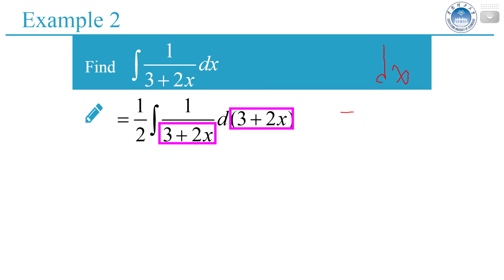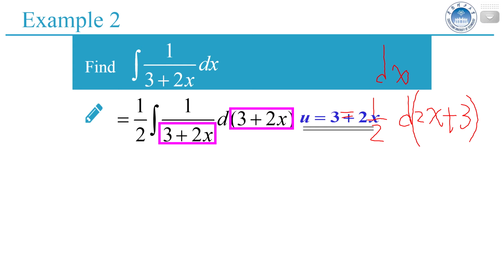dx equals d(2x) times a half. Pay attention to the equals: you should take a half. They are equal because d of any real number equals 0, so you can plus c. They are equal. So now dx becomes half times d(3 plus 2x).